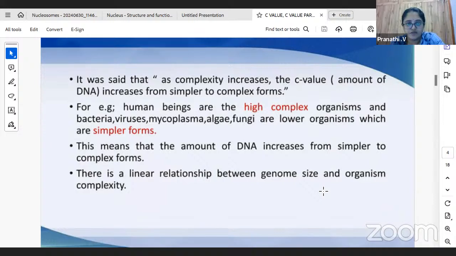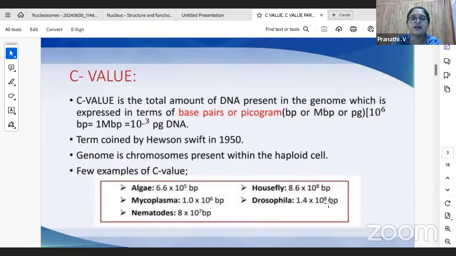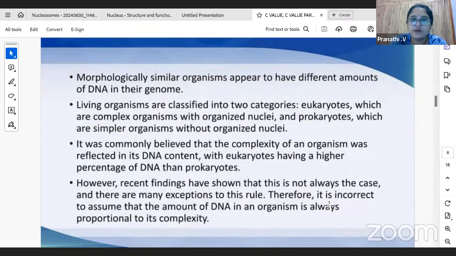And if you see, this means that according to this, the amount of DNA increases from simpler to complex forms. So this is the linear relationship that we see between the genome size and the organism complexity.